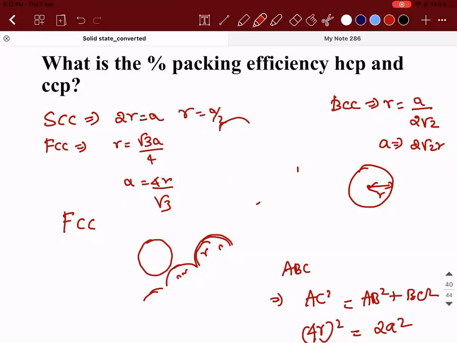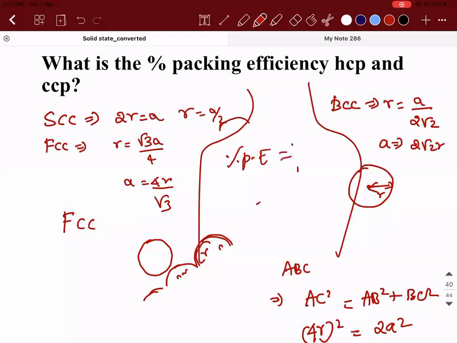Both for HCP and CCP it will be of this kind. See, I'm writing here: both percentage packing efficiencies will be 74. 74 or 76, what did I say? 74. And the void will be 26. So both are similar.